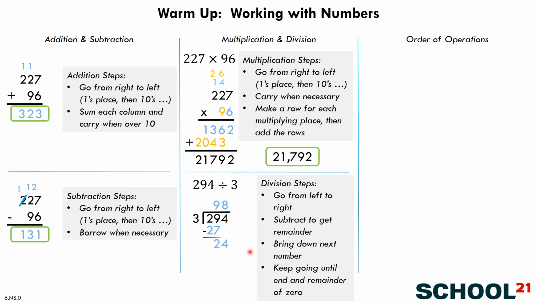And then what do we write? 8 times 3, so another 24. 24 down here. Then what do we do? Subtract. Okay, and what do we get there? 0. Good. So we've gotten our remainder of 0. So what's our answer? 98. Very good. Okay, so remember all those steps?